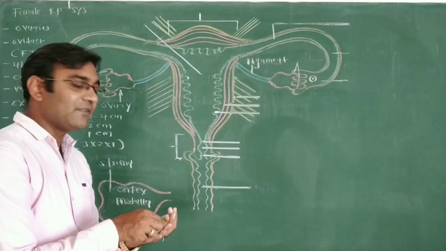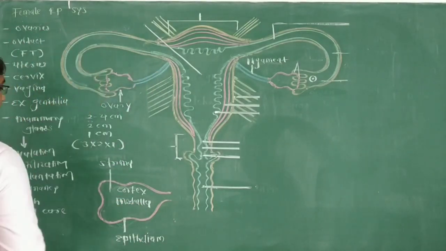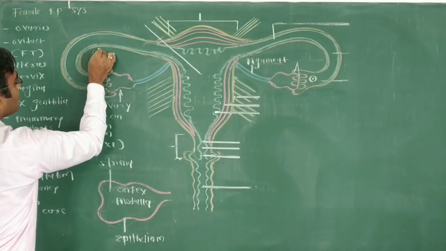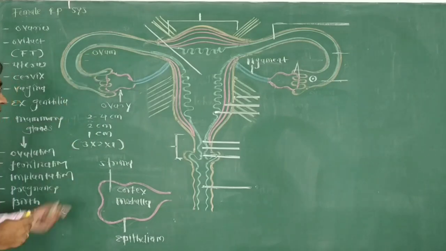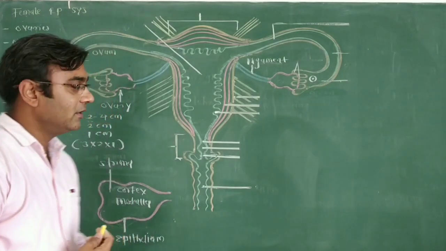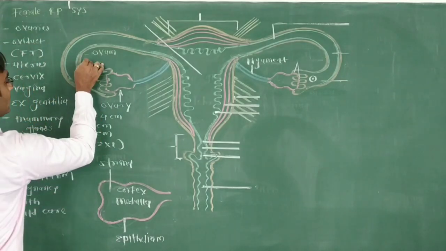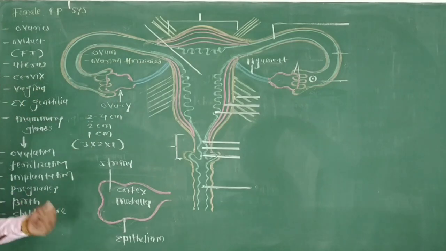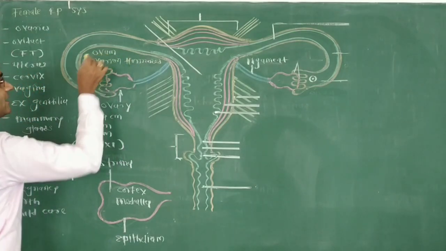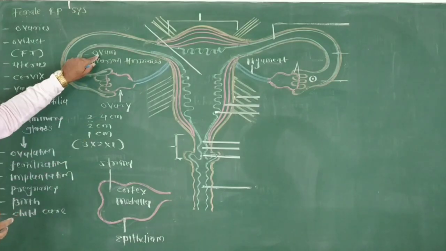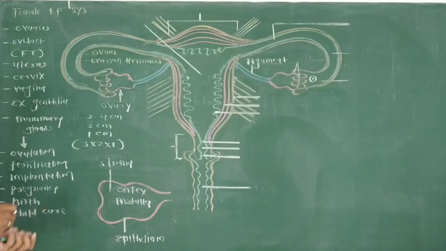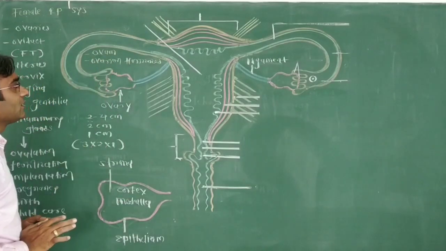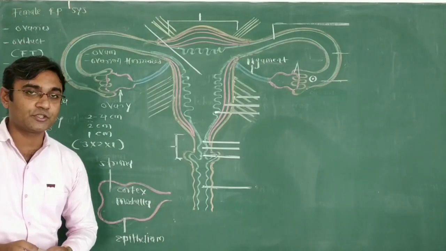What is the function of the ovary? The ovary is associated with the production of the ovum, the female gamete. The ovary also produces the female sex hormones, estrogen and progesterone, which are steroid hormones. So there are two functions of the ovary: production of the female gametes, the ovum, and the synthesis and secretion of the ovarian steroid hormones, estrogen and progesterone.